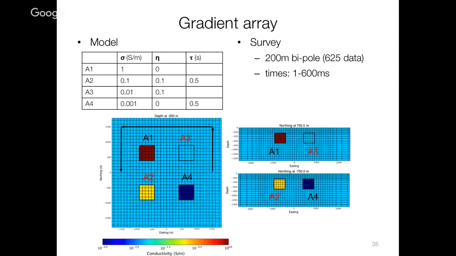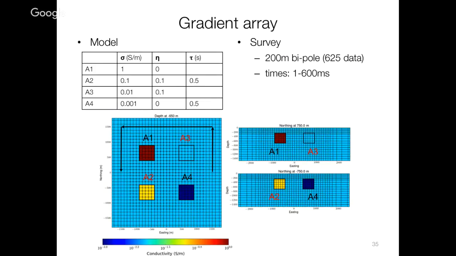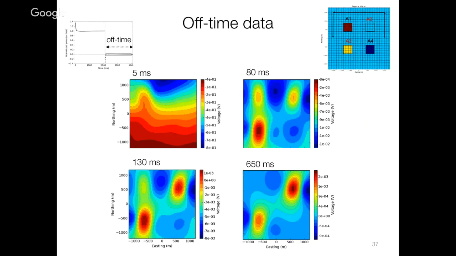And our example was this. We've got four bodies. This is very conductive, that's less conductive, that's neutral, and that's resistive. And then two bodies are also chargeable, so A2 and A3. If we looked at the DC data, apparent conductivities look like this, so that was the higher conductor, that's the lower. If we looked at the off-time data in the time domain, you notice that at the very early times, things are just completely confused here.